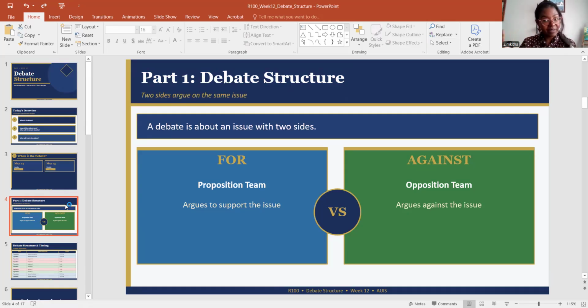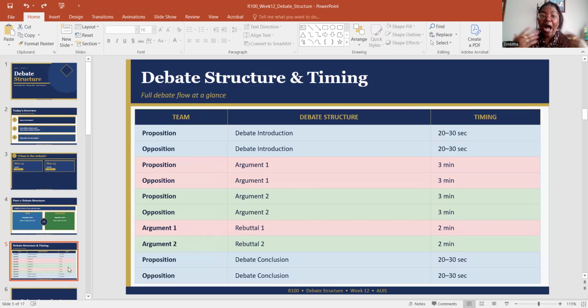Does it make sense? Yes. Super easy. So, how many people? Two. So, it should be you and a partner. All right. Very easy. Now, how is the structure of the debate?